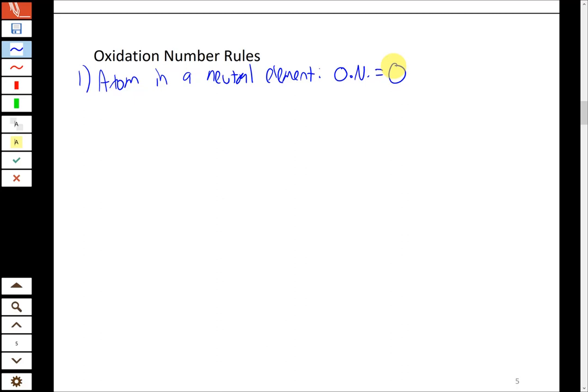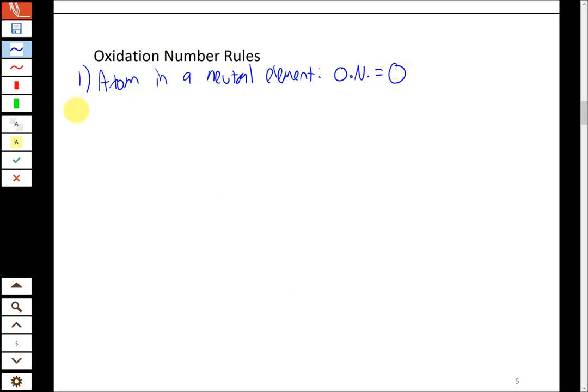Oxidation number. I use the abbreviation ON for oxidation number, just so I don't write it out a million times. You assume the electrons are given to the more electronegative atom, and it allows you to identify if something's being oxidized or reduced. Formal charge does not allow you to do that, so that's why we don't use it in this context.